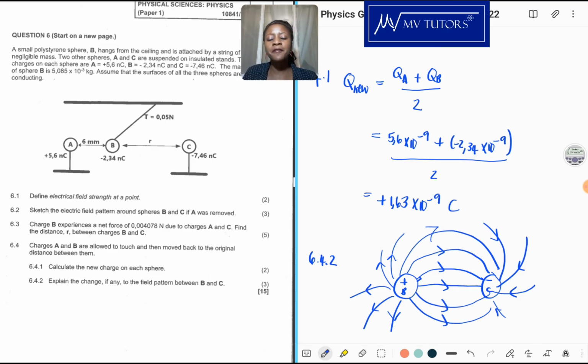So now there will be a force of attraction between B and C, first and foremost, because now B is positive, 1,63 times 10 to the 9, while C is negative. And I would just end it there. Okay, and that's it for question 6.